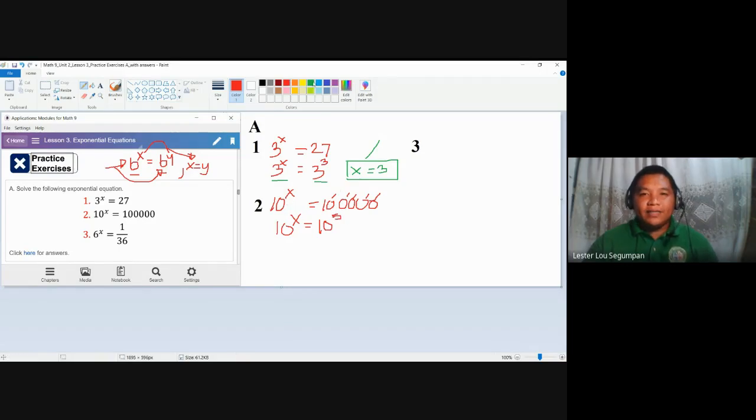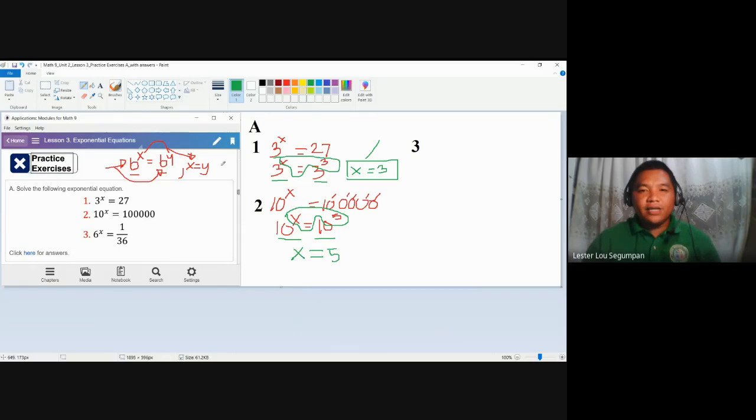Now we have the same bases, base 10. So we can just simply cut this out, just like what happened earlier. Cut that out. So our solution here is x equals 5. If you would like to check, you can use calculators and multiply 10 5 times. 10 times 10 times 10 times 10 times 10 in your calculators. You would know that the answer is 100,000. So this is actually the correct answer.